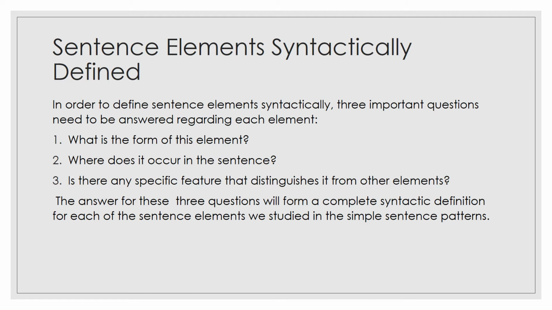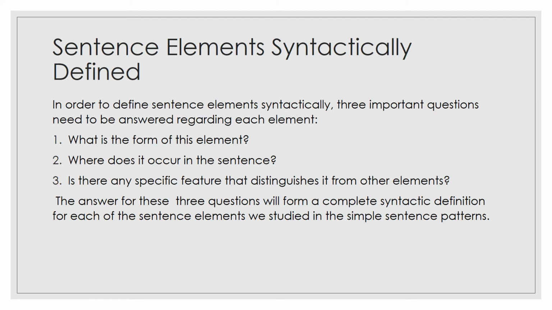Then we need to answer question number two, which is related to the place, the position in which such an element usually appears. Does it appear in one particular position, or can we call it a mobile element? That's to say, it can appear in different positions. And number three, we need to mention any specific feature that may help us define, distinguish, or identify this element from the other sentence elements.